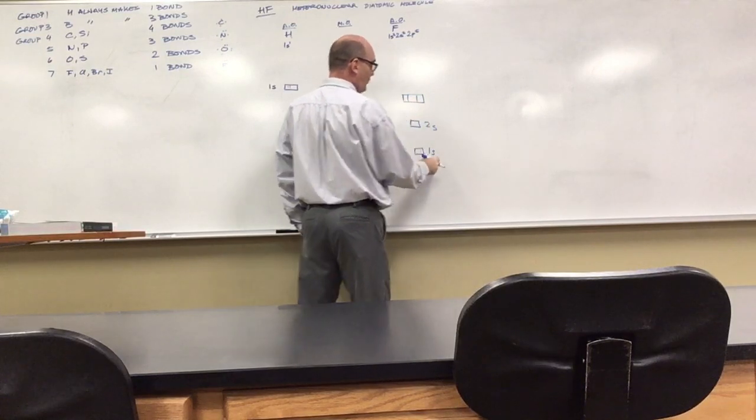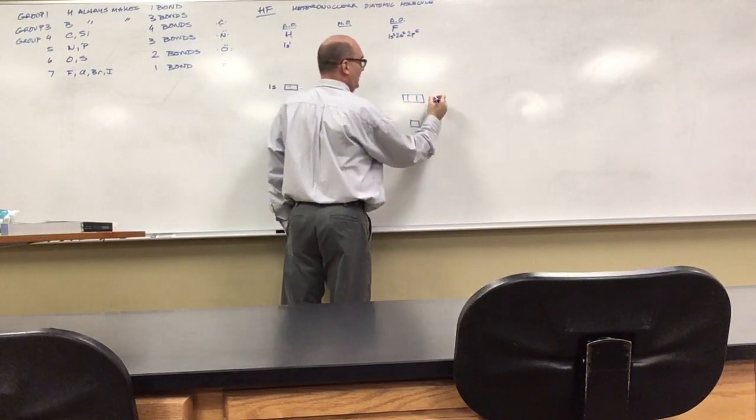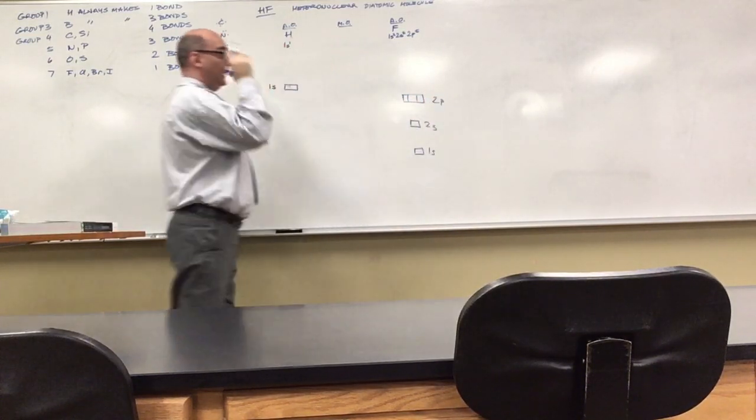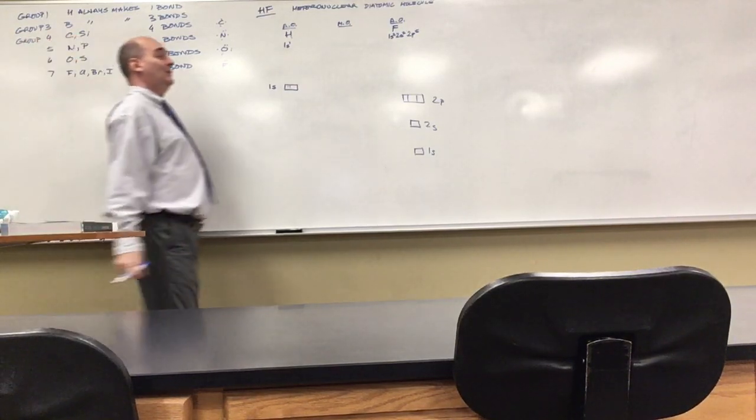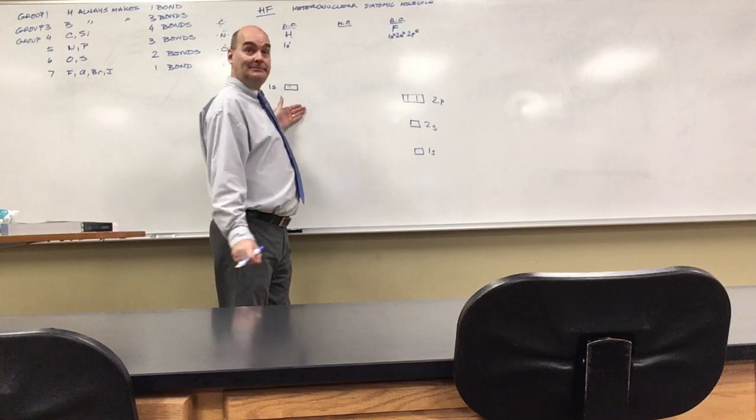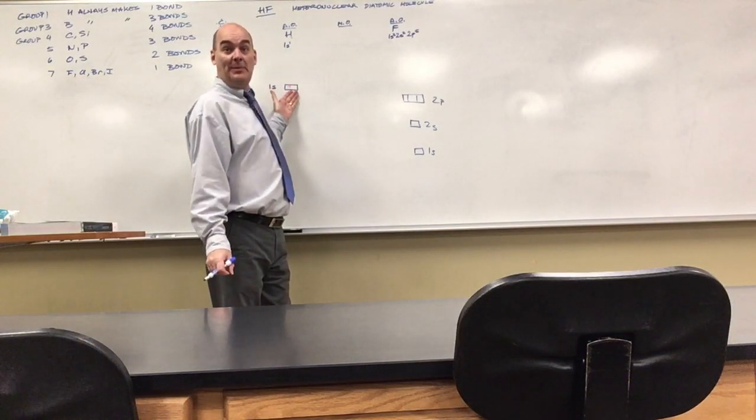Okay, so we get the usual progression of 1s, 2s, 2p, but because hydrogen is very, very small, and its electron is incredibly close to the nucleus in comparison with those for fluorine, its energy is all the way up here.